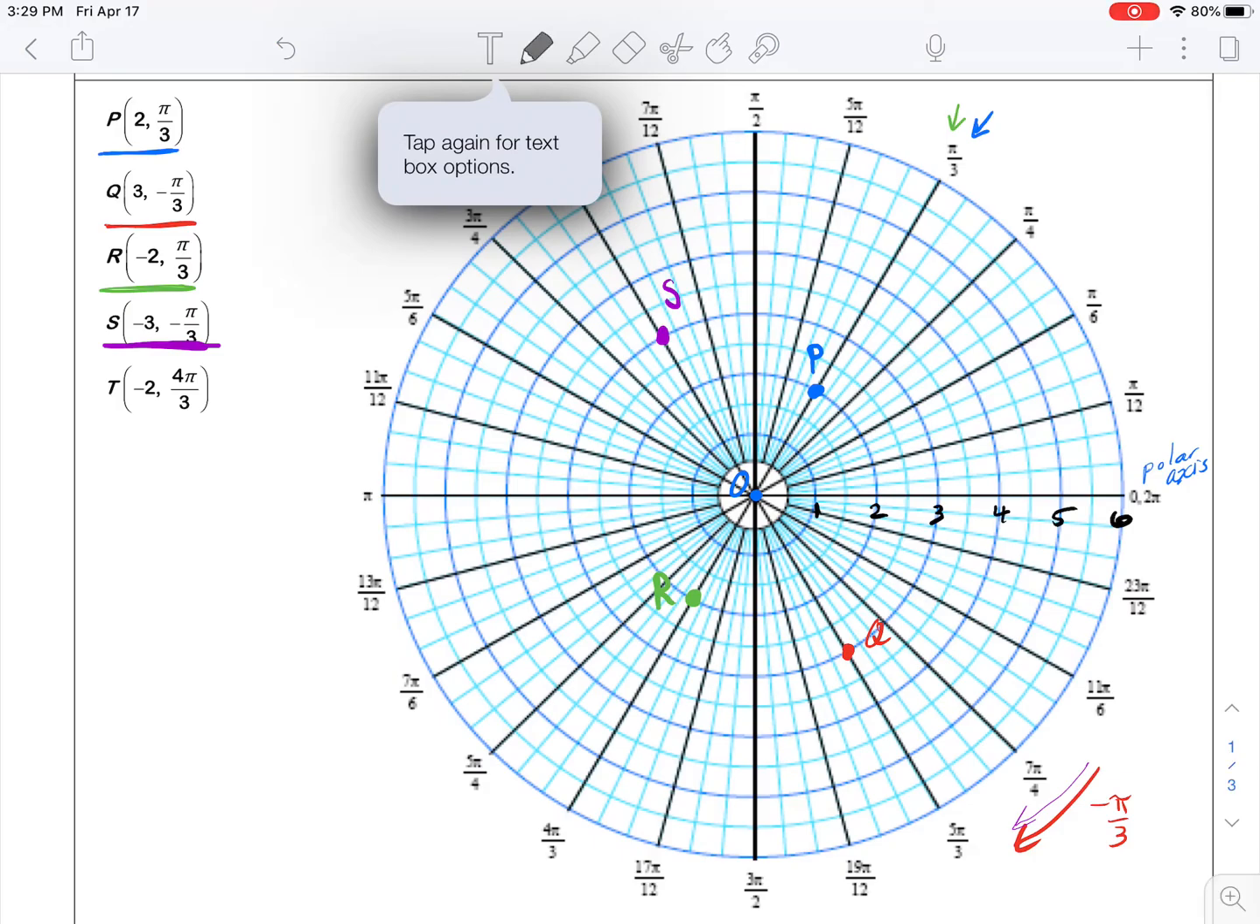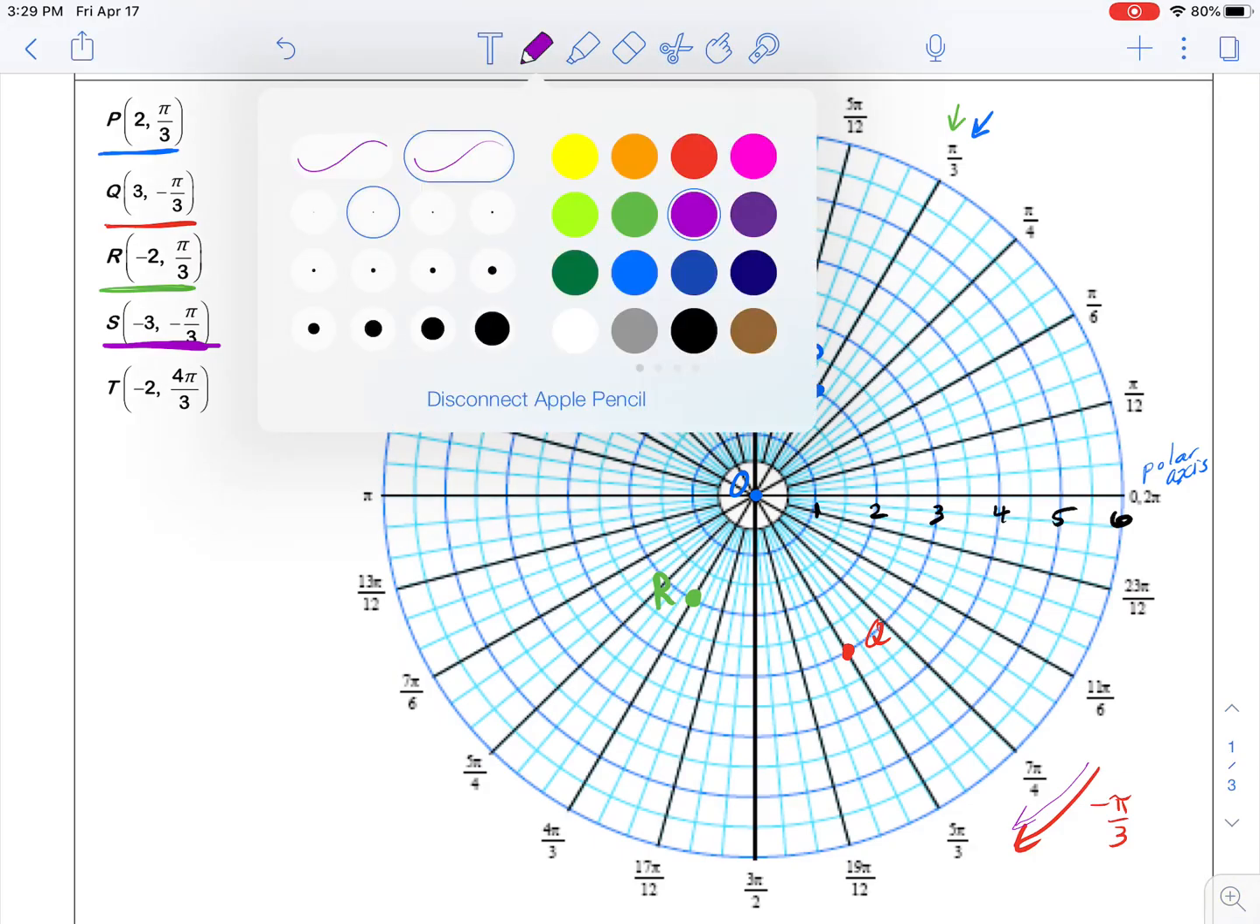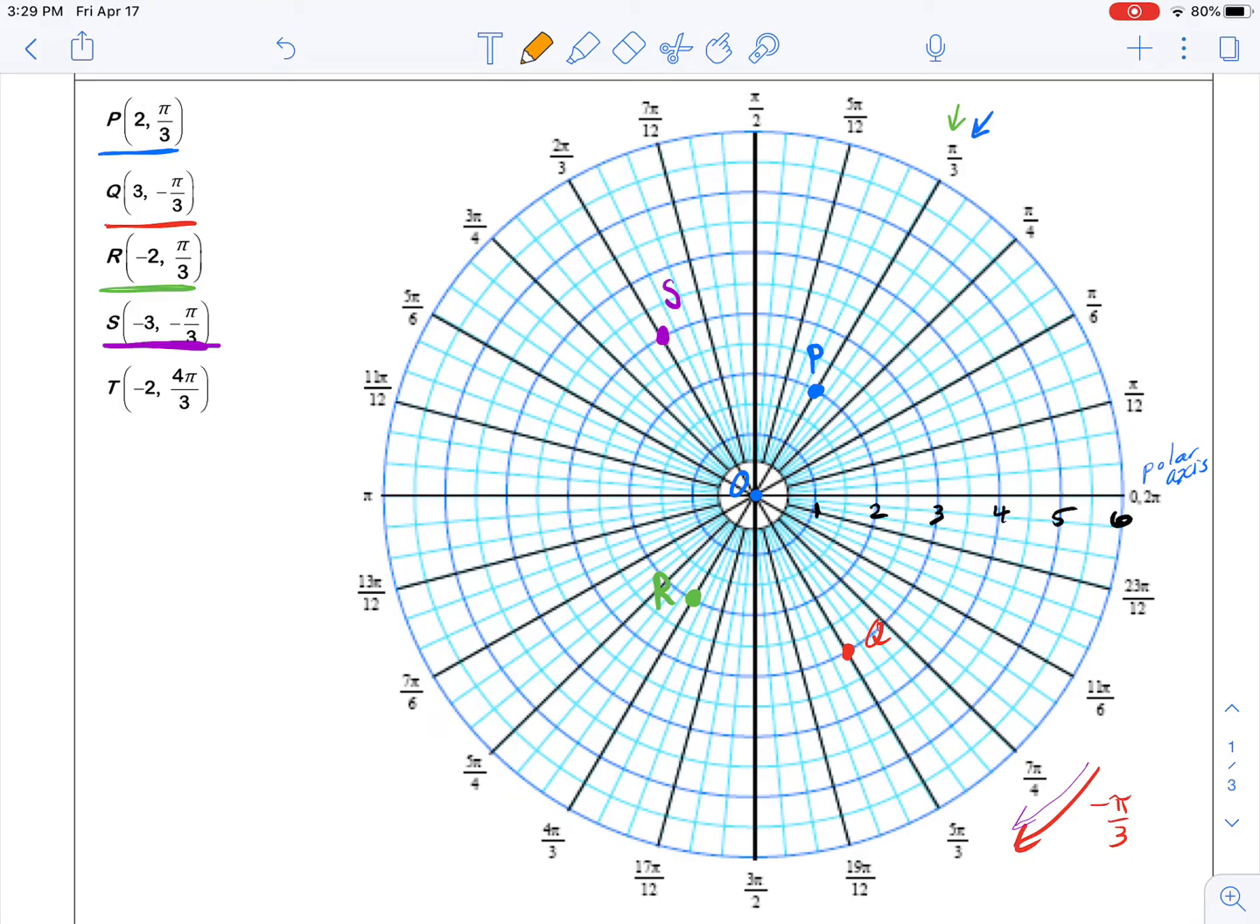And then finally, let's go ahead and identify point T. So 4 pi over 3, and then negative 2. Had it been just 2, we'd be in the same spot as R, but because we have negative 2 and we reflect it over the pole, turns out we're in the same exact spot as P. So both P and T are in the same spot. And in the next section, we'll talk specifically about how to represent the same polar coordinate in a number of different ways.